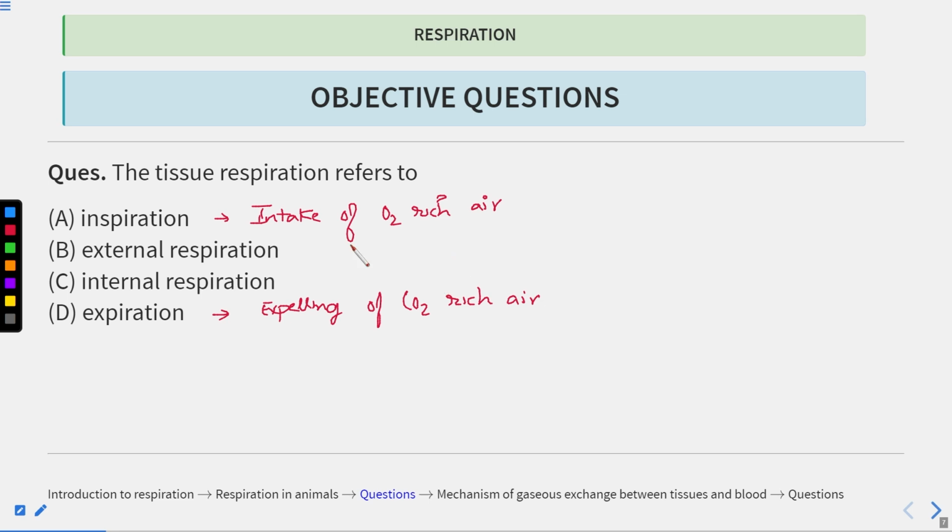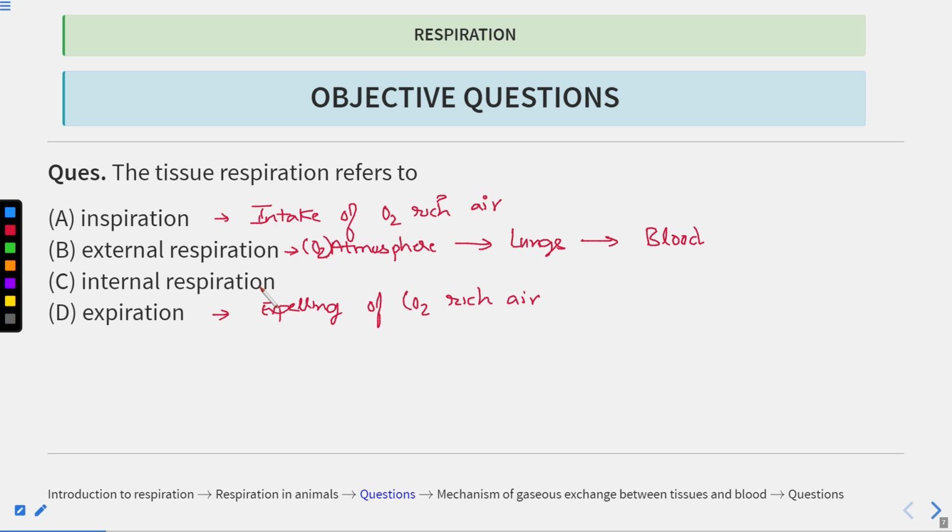What is external respiration? We have discussed external respiration in the previous lecture. Here the oxygen from the atmosphere enters into the lungs, and from the lungs, the oxygen will enter into the blood. So this is what happens in external respiration.